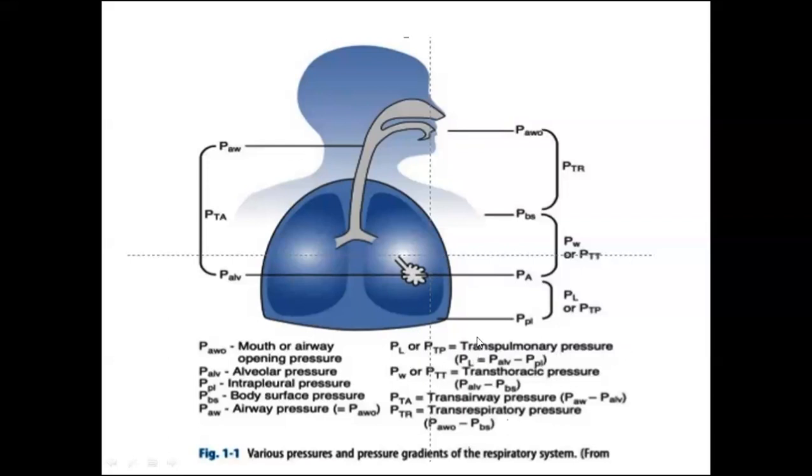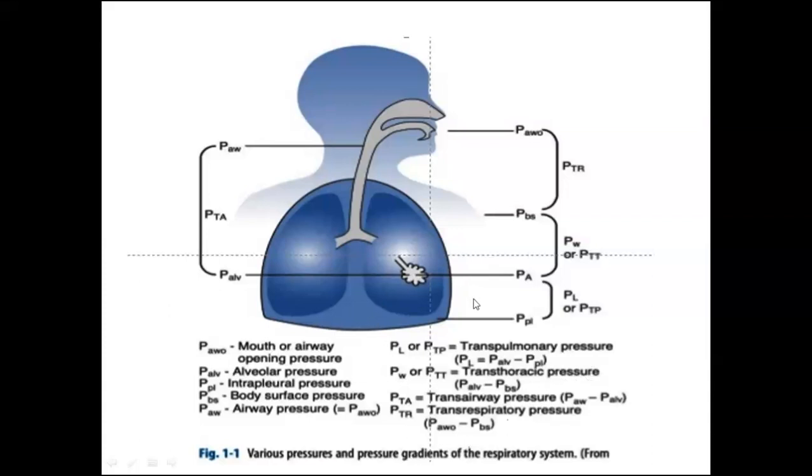The transpulmonary pressure is the difference between the alveolar pressure and the pleural pressure. It's like lung pressure, called transpulmonary pressure. So you subtract the pleural pressure from the alveolar pressure, and it gives the transpulmonary pressure. It will be very important in certain mechanics during mechanical ventilation. And the other thing is the transthoracic pressure.